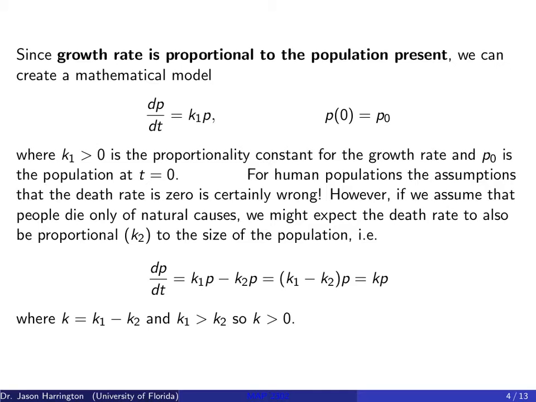Now, for human populations and really large animals, the death rate is 0 is certainly wrong, right? However, if we assume that people die of natural causes, we might expect that the death rate is also proportional, K2, to the size of the population. So now we have a new model. dp over dt is equal to some constant times p. This will be our growth. And then you have another constant times p, which gives us our death of natural causes. But check this out. You can factor out the p, and then you get a constant minus a constant, so we're just going to call that new constant k. How about that? It's the same model.